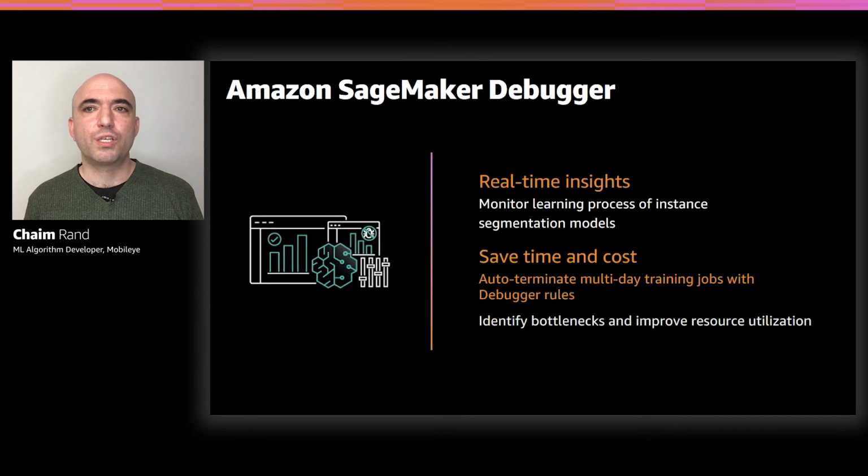The second challenge of automating management of my instance segmentation experiments is solved by the SageMaker Debugger rules. I can program rules to identify when my jobs have stopped learning and either automatically terminate them, restart them with updated hyperparameters, or take any other appropriate action.